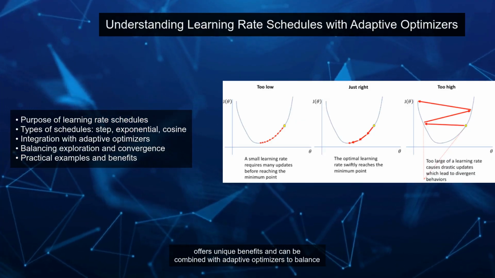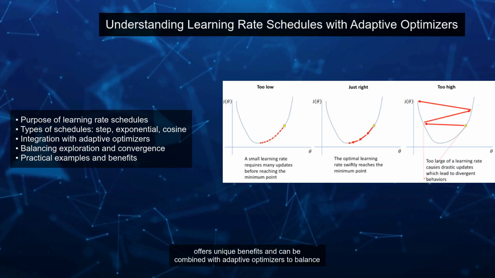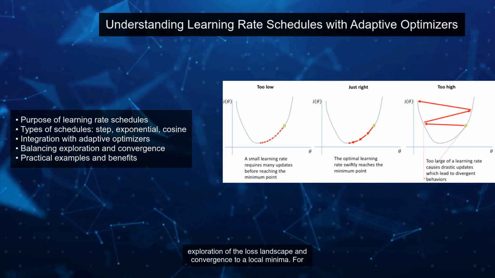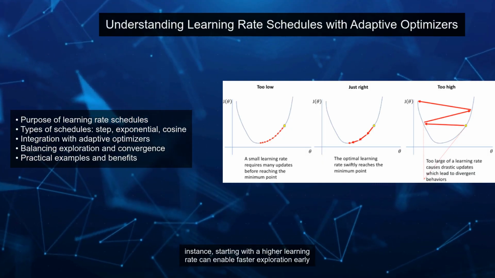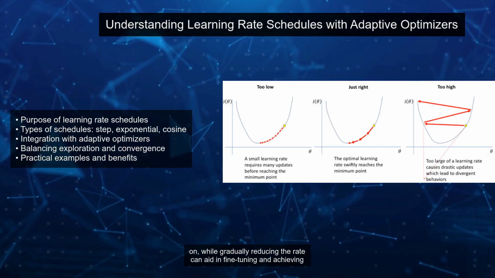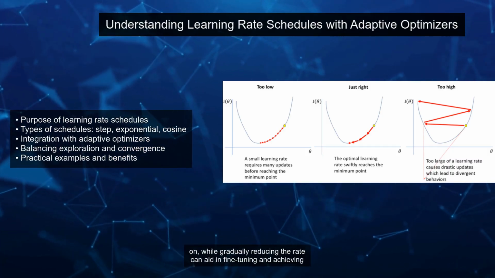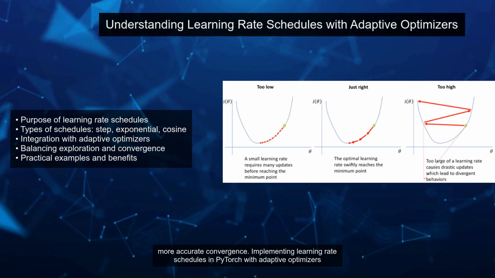Each of these schedules offers unique benefits and can be combined with adaptive optimizers to balance exploration of the loss landscape and convergence to a local minima. For instance, starting with a higher learning rate can enable faster exploration early on, while gradually reducing the rate can aid in fine-tuning and achieving more accurate convergence.